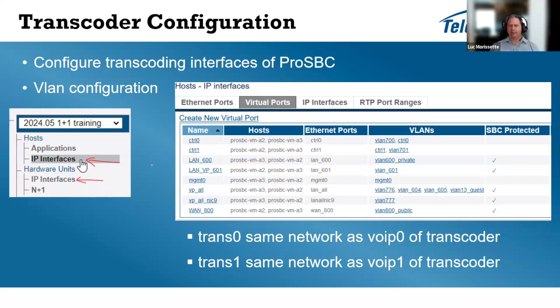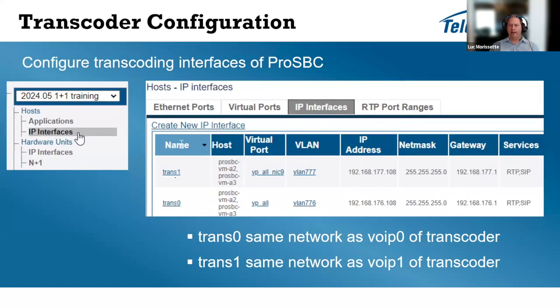ProSBC segment. If you click on IP interfaces here and virtual ports, you will need to make sure that you have access to that transcoding network. In my case, I'm using VLAN 776 and VLAN 777. So I know that these are my two interfaces that I'm using. If you don't have it yet, create a new virtual port and add those VLANs to be available from the system. Okay, so the trans 0 that I will configure at this level will be the same as the VoIP 0 and trans 1 same as VoIP 1.